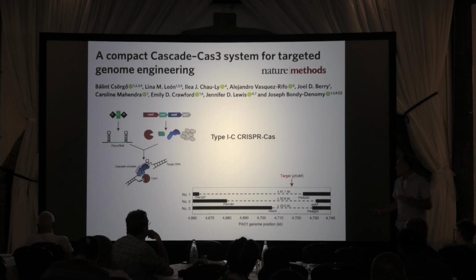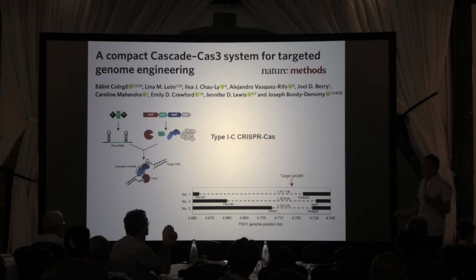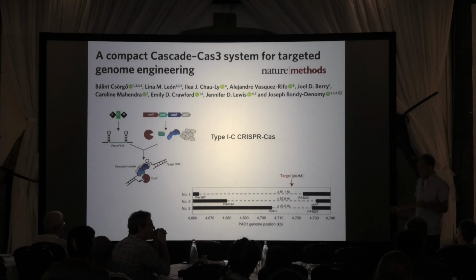So you can use particular guides to target a particular spot. For example, in this case, this is a non-essential part of the Pseudomonas genome. This is a Pseudomonas enzyme, we're doing experiments in Pseudomonas. And this is just an example of the kinds of deletions you get. So 61 kb, 53 kb, and even we've seen deletions of 100 kb.